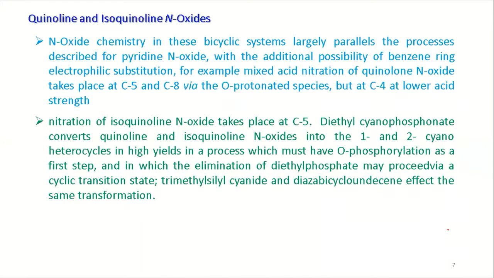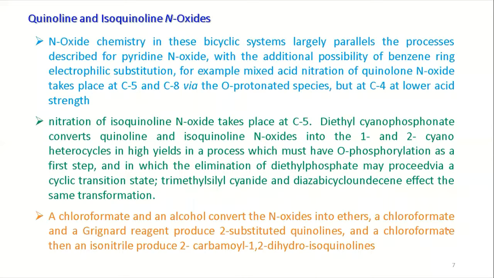The language may be confusing you, so I'll just show the reactions and then you will understand. But before that, let me tell you another point. A chloroformate and an alcohol convert the N-oxide into ethers. This is one of the important things. A chloroformate and a Grignard reagent produce 2-substituted quinolines, and a chloroformate then an isonitrile produce 2-carbamoyl-1,2-dihydroisoquinolines. So let us look at the reactions.